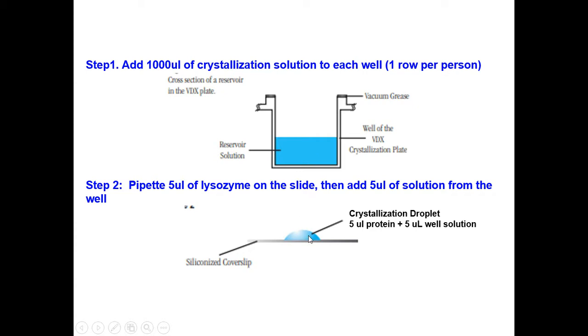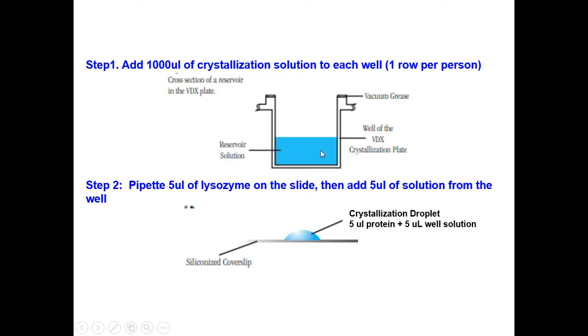The tricky part is now the slide. There's a little cover slip slide. It's made out of silicon, and it goes over the top of this, and it covers the well. And so what you would do is pipette your enzyme onto this. You'd make a small drop of enzyme. In this case, we're using lysozyme. And you would mix 5 microliters, let's say, of the enzyme with 5 microliters of what's in this well solution.